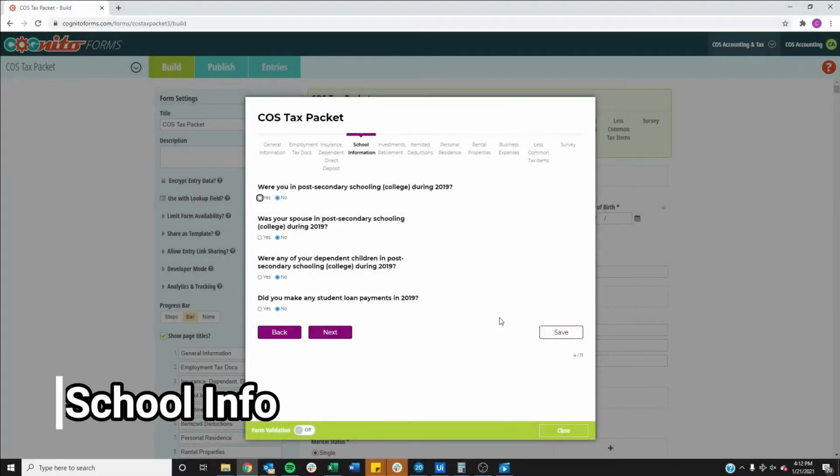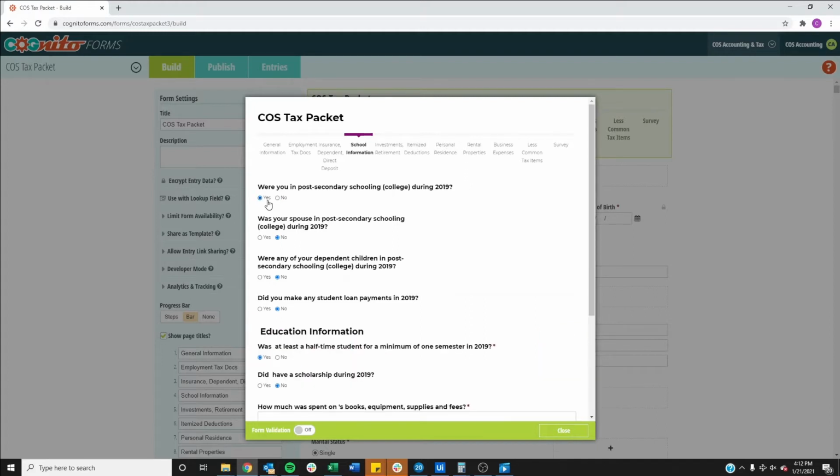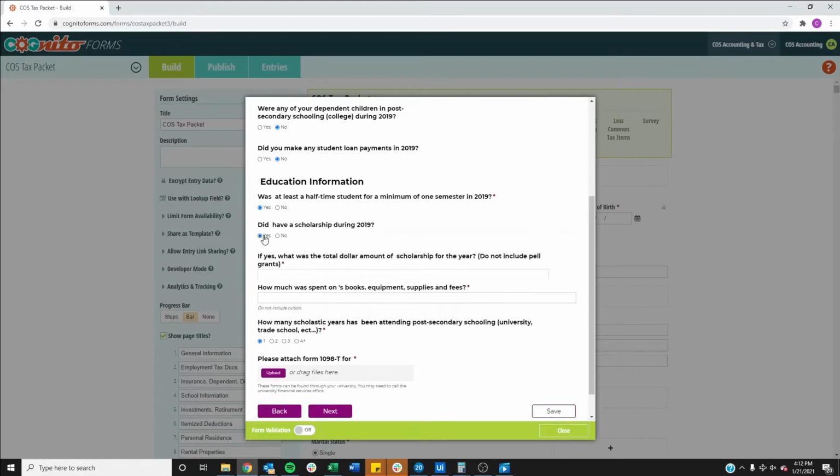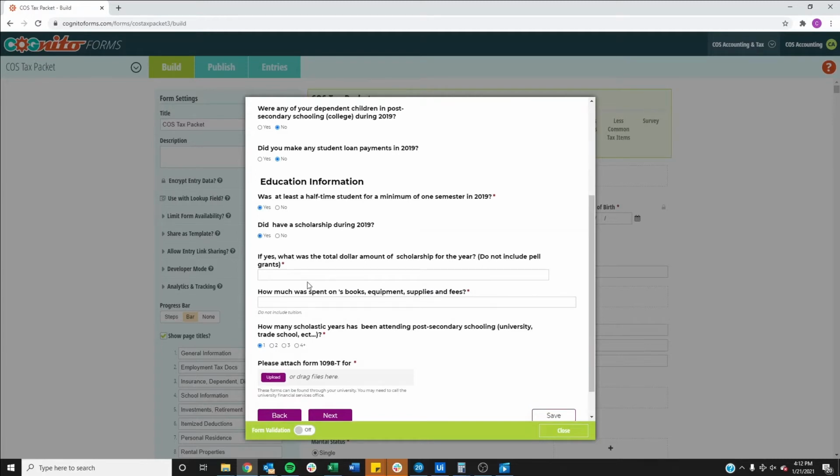In this next section, we're going to talk about school information. So whether you were in school, whether your spouse was in school, or whether one of your dependent children were in school, you can claim the American Opportunity Tax Credit as long as you qualify. So if you were in school, you would obviously click yes, and then it'll ask you about your information. If you're at least a half-time student, if you had a scholarship, how much your scholarship was, how much you spent on books, fees, and supplies.